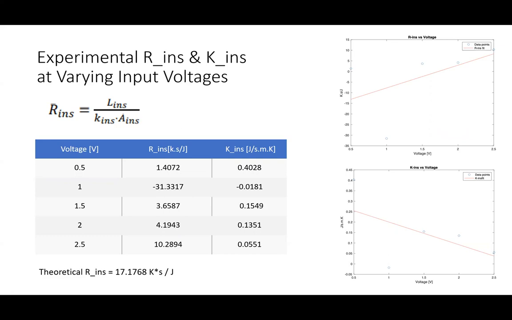The 1 volt data is an outlier potentially caused by an experimental error in data collection. Perhaps there was turbulence or other effects that affected the sensor readings, or a human error such as not waiting long enough for steady state to be reached to record the data.